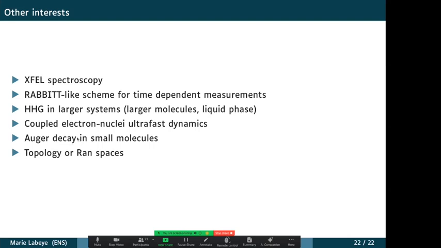I've worked on Auger decay in small molecules. I find it a very, very interesting subject too. So I'm beginning to be interested in ultra-fast nuclear dynamics in both these cases, which can be kind of counterintuitive, but nuclei can move at ultra-fast time scale, and it's very, very interesting.